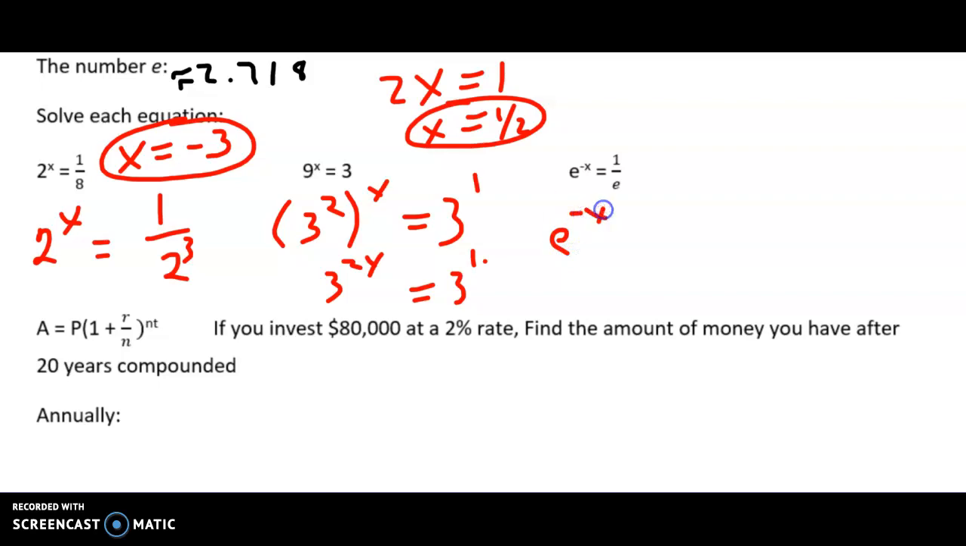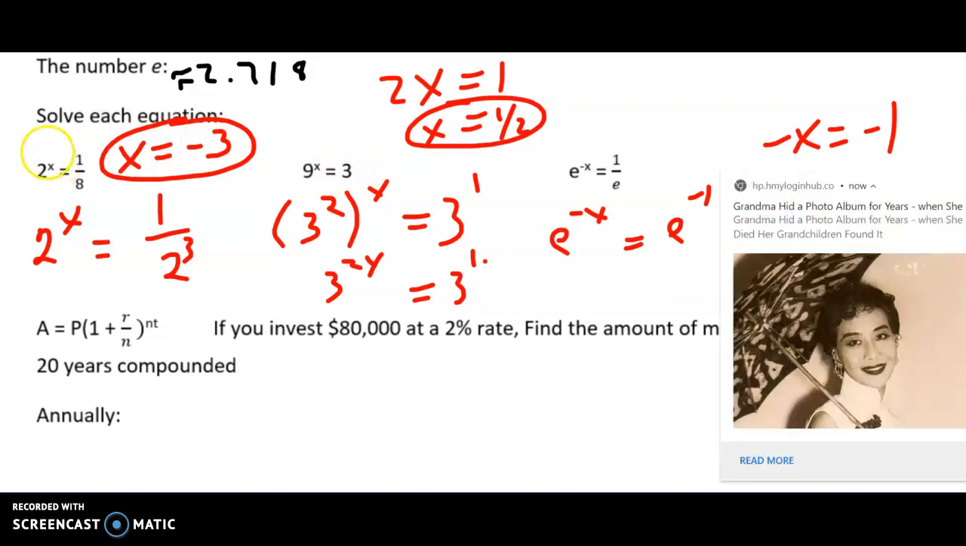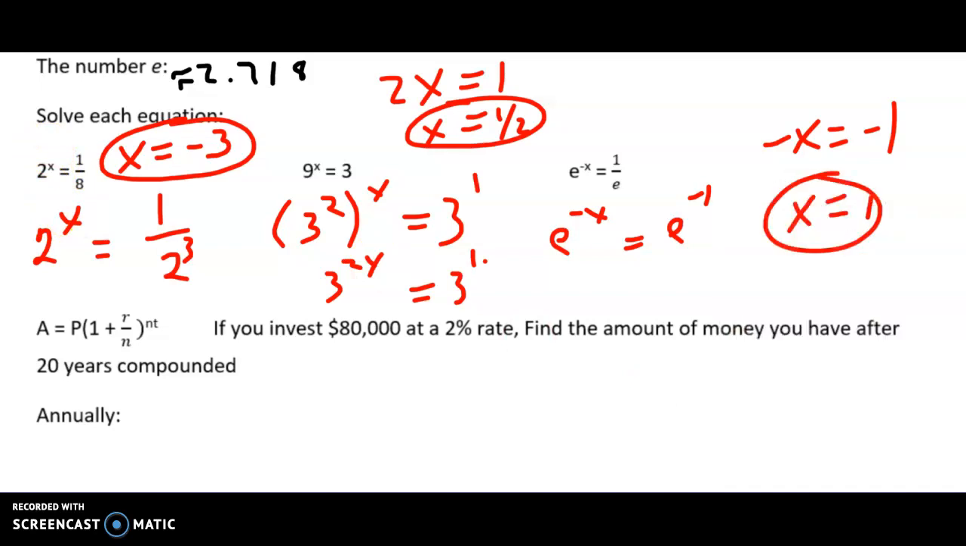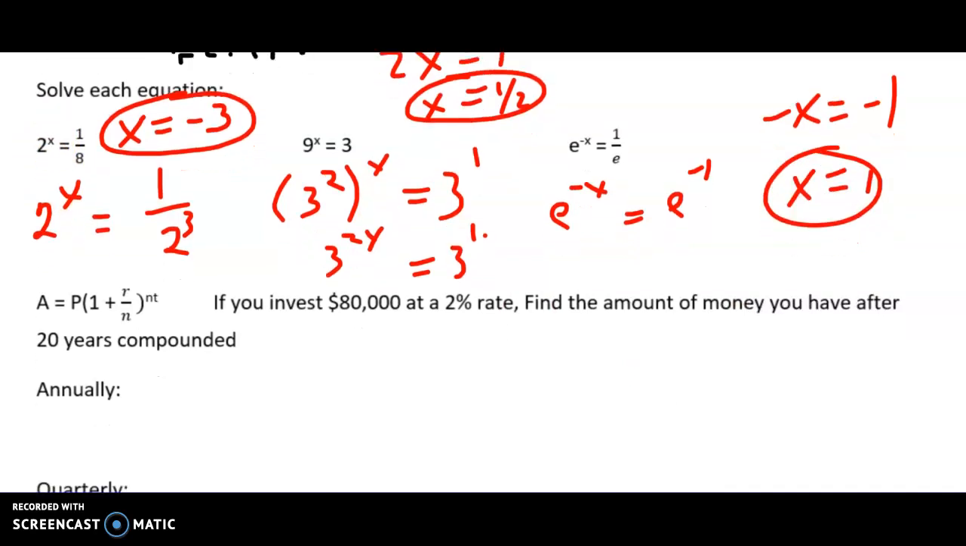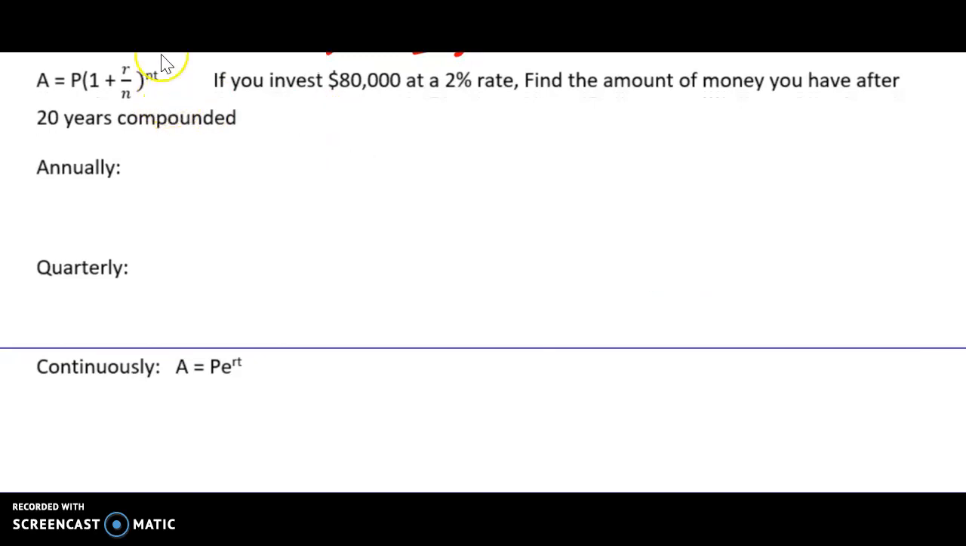E to the negative x. I'm going to rewrite 1 over e as e to the negative 1. So then I see that negative x equals negative 1. When does that happen? When x is 1. And that makes sense. If I put 1 in here, does e to the negative 1 equal 1 over e? Yes. Here I put a half in for x, 9 to the 1/2, that means square root of 9, that equals 3. If I put negative 3 in for x here, 2 to the negative 3rd, that's 1 over 2 cubed, that's 1/8.